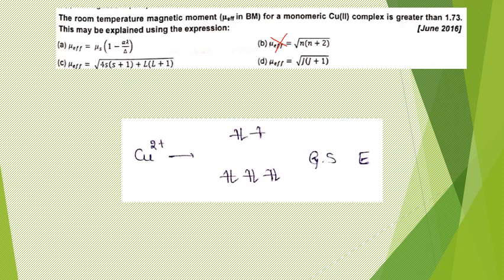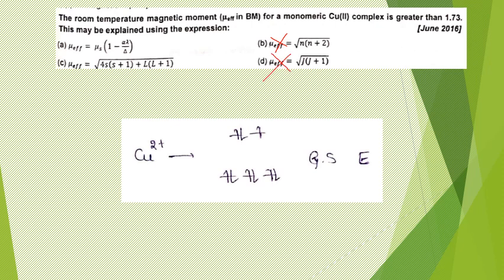So if you look at option D, in option D, mu effective, they have given that square root of j into j plus 1. In fact, we do not have any formula of this kind. So we have one formula considering spin orbit coupling, spin coupling, and orbital coupling. We have one formula which states that mu effective is equal to g into square root of j into j plus 1. But in this particular option D, this g is missing, so therefore definitely this cannot be the answer. You can eliminate this also, right?